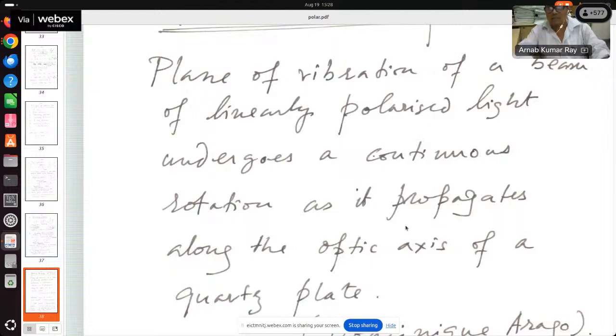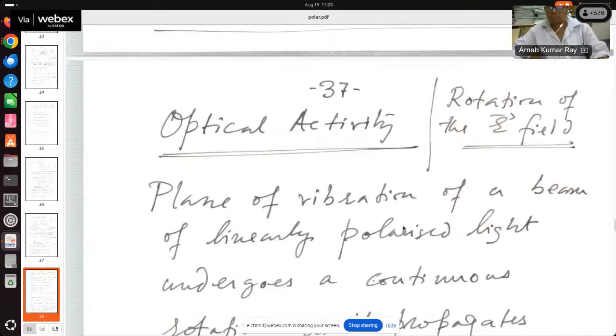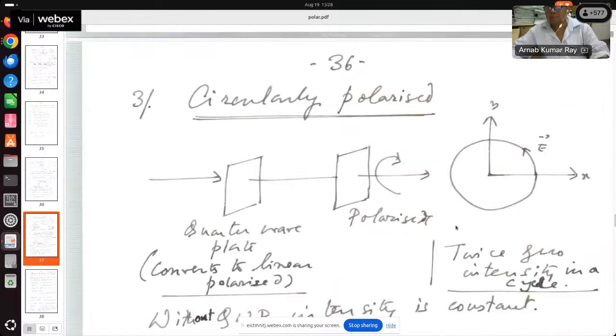What happens is that the plane of vibration starts rotating as the light travels through this material, this optically active substance, and emerges from the other end with a completely different orientation. So it's just like a cycle that goes on. Let's say you have a circular orientation, right? So this orientation is happening even as the light is propagating.